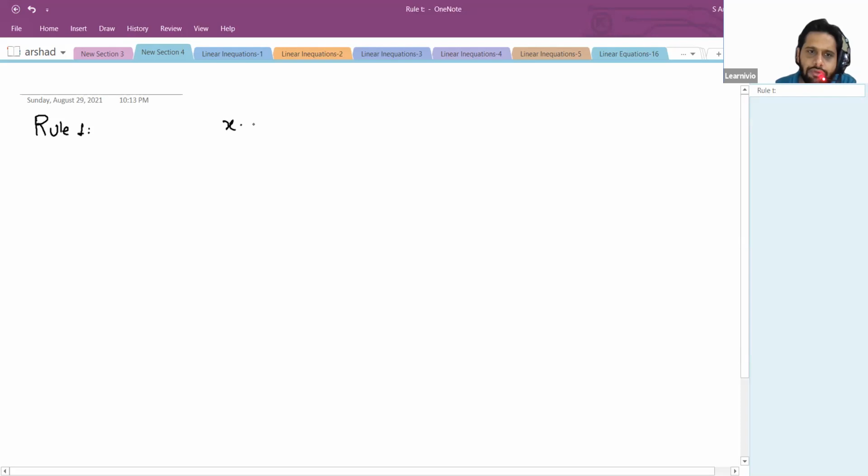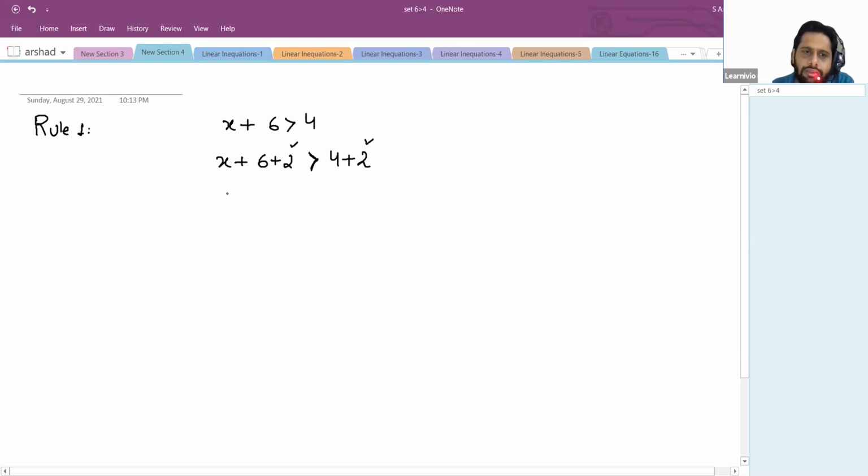Suppose we have this inequation x plus 6 greater than 4. So as per the first rule, if you add any number to this inequation, for example, we are adding 2, then the sign of inequality will not change. This clear? The sign of inequality will not change if you are adding any number in the inequation. So in this inequation, we are adding 2, so this sign of inequality will not change. This clear?